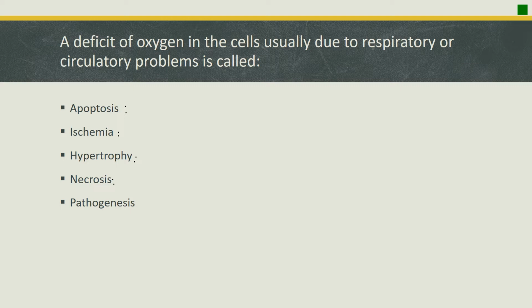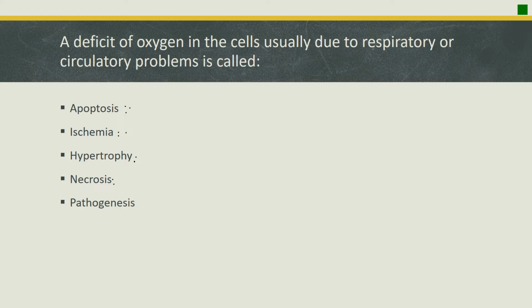Let's look at the first one, apoptosis. This is programmed cell death. It's normal self-destruction where cells digest themselves and become like vesicles. We call them apoptotic bodies. Since the normal cell's components are reduced, they're quickly engulfed through phagocytosis without causing inflammation or the inflammatory response. So, a deficit of oxygen in the cells usually due to problems? No, because we said this was normal.